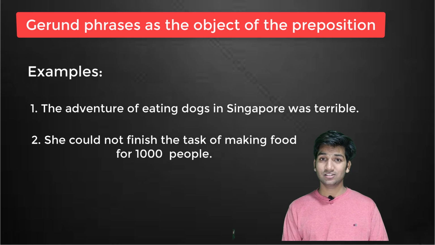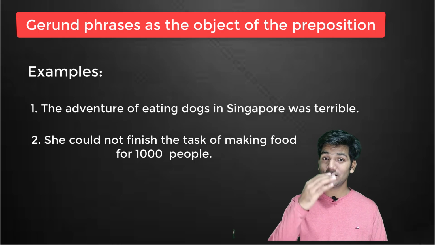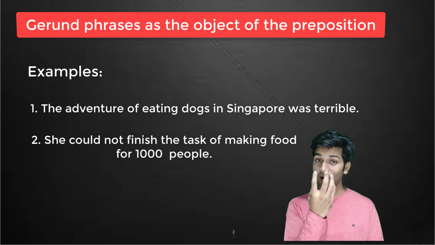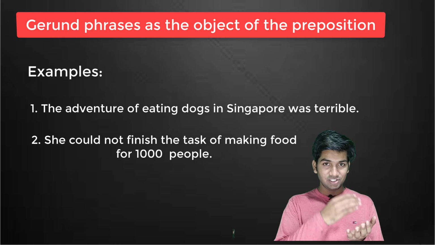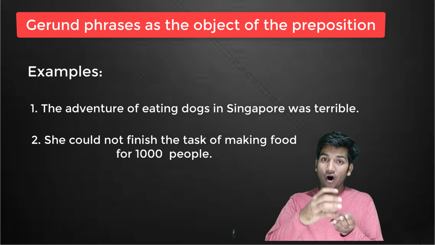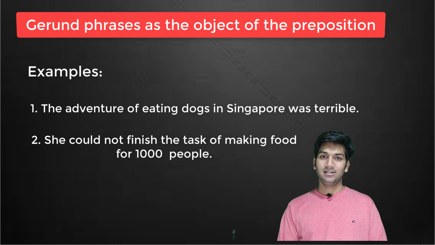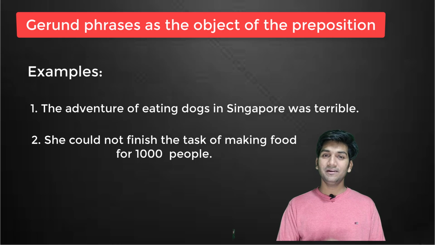She could not finish the task of making food for 1,000 people. What is my gerund phrase here? Making food for 1,000 people. It is an object of the preposition of. How? She could not finish the task of what? Making food for 1,000 people. Alright? Let's take one more example.